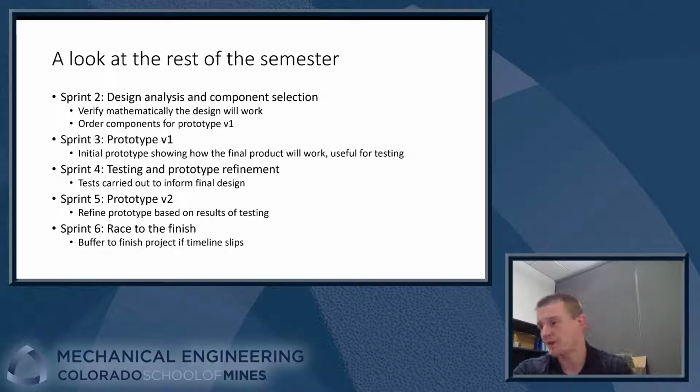So in sprint 2, we'll be spending a lot of time doing design analysis and component selection. Right, so design analysis, we're talking about doing math, putting all of those hard engineering skills that you learned in all your core classes to work on a real design project, where we'll be making mathematical models of your prototype to make sure that your prototype concept is going to work, and you'll be able to take that data and then select specific components that you want to purchase with your project budget to actually build your prototype.